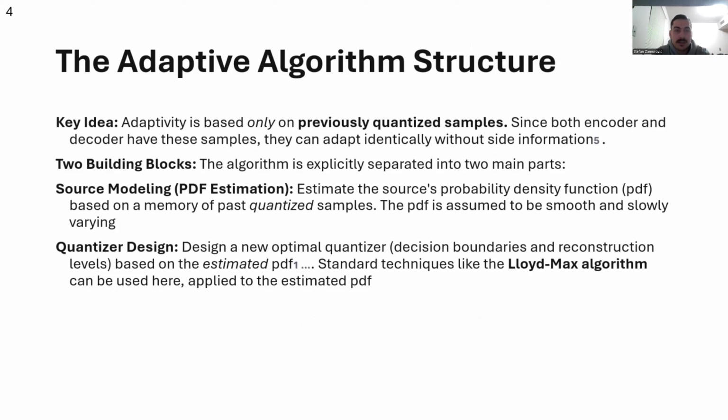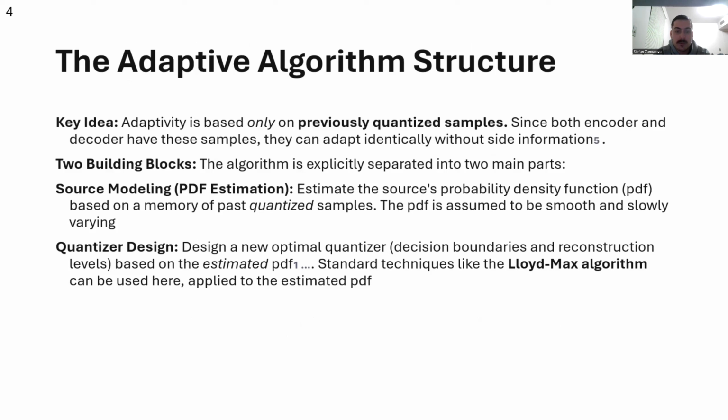The key insight of this algorithm is that since both the encoder and decoder have access to the same sequence of previously quantized samples, they can both adapt their quantizers in the same way without needing any side information to be sent. The paper explicitly separates the adaptive algorithm into two main building blocks.